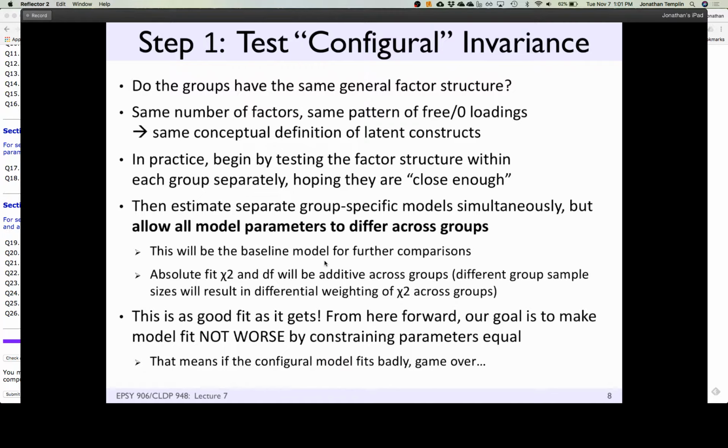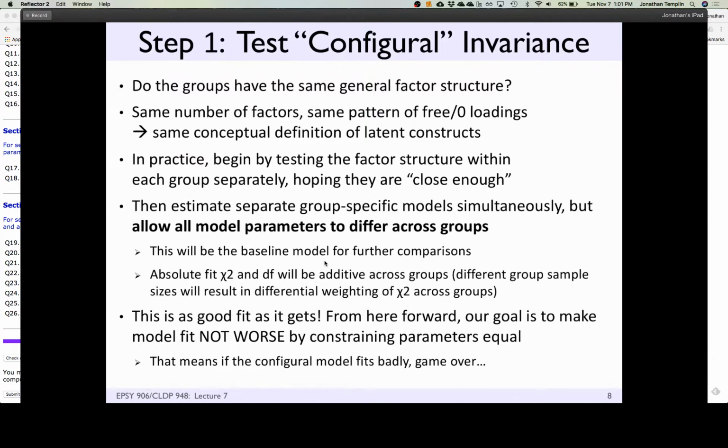So step 0 is to check out the covariance matrix, and we rarely ever do that. In fact, in the examples we'll see, we would just say, let's move on. I say most of the time you'll find differences in the covariance matrix.